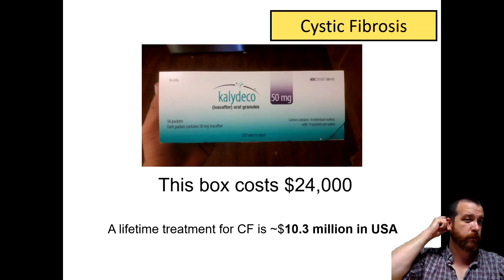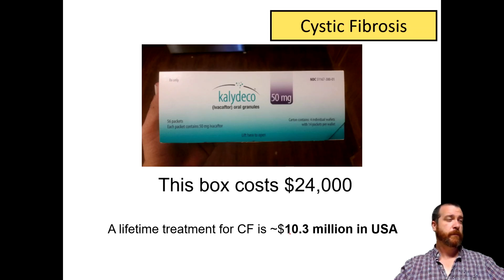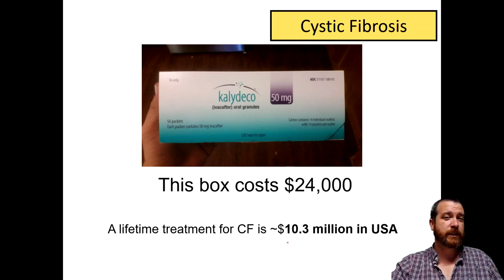This cost, the one box that you're seeing, is $24,000, right? So that's a little over half my salary to hold in one hand. That's a big deal. When we're talking about someone with cystic fibrosis, the costs are you either pay for this or your lungs fill up with antibiotic-resistant bacterial infections, right? So this is a pretty motivating thing for people with cystic fibrosis to spend this money.